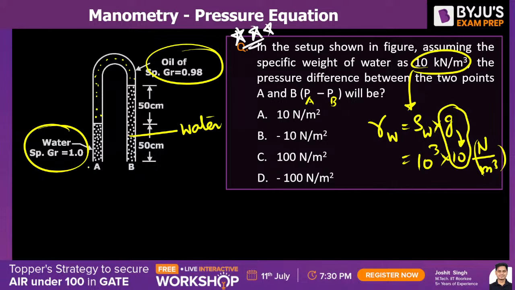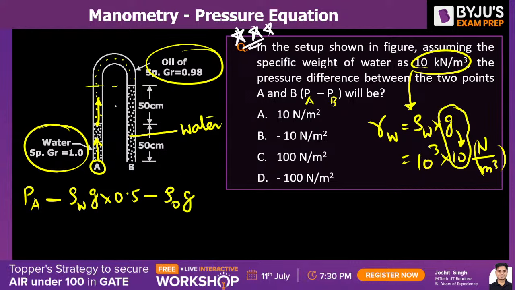So can you write the pressure equation? Pressure at A is assumed to be PA. We are traveling in upward direction. One single sign will make your answer incorrect. PA minus, we are traveling in upward direction in water, so density of water into g into how much height we are traveling? 0.5 meter. We are further traveling in upward direction, again minus. Now we are traveling in oil, density of oil into g into again 50 centimeter, 0.5.